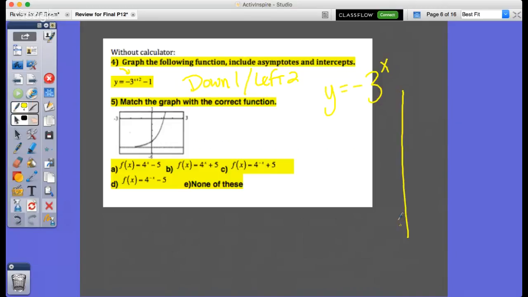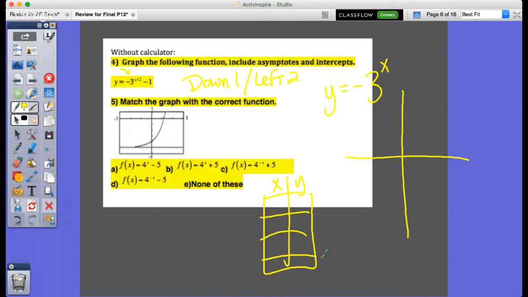Okay? So question, if I were to create a little T-chart here, what would I plug in for x? I like it. Negative 1, 0, 1, and maybe 2 if you need to. So what would be 3 to the negative first? Because the negative comes last, right? Because it's not in parentheses. 3 to the negative first is? That's a great question. 3 to the negative first.